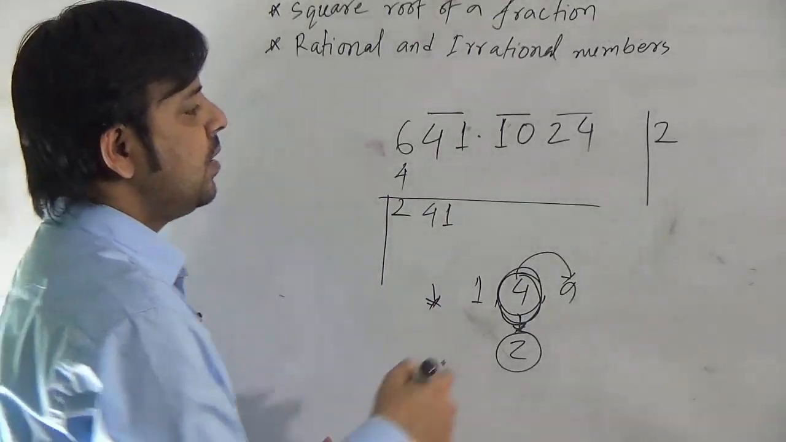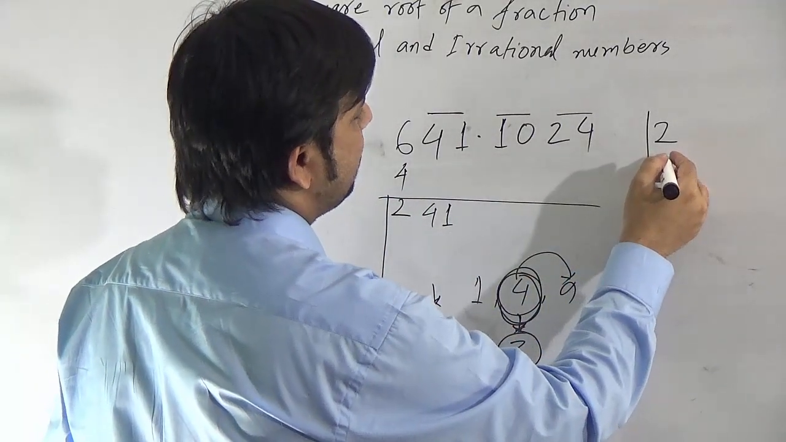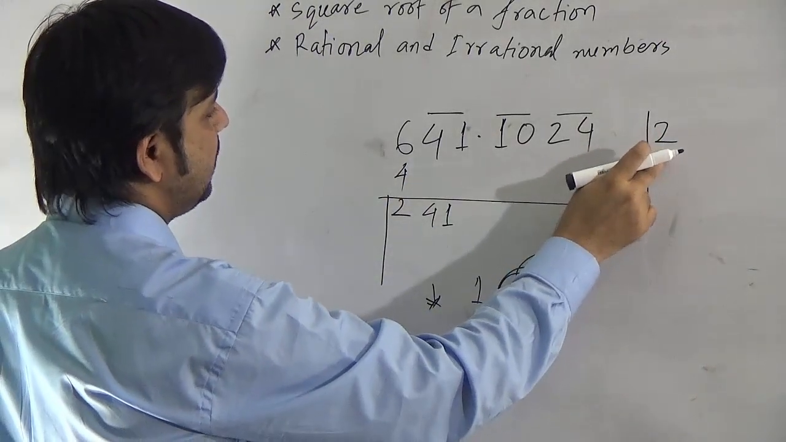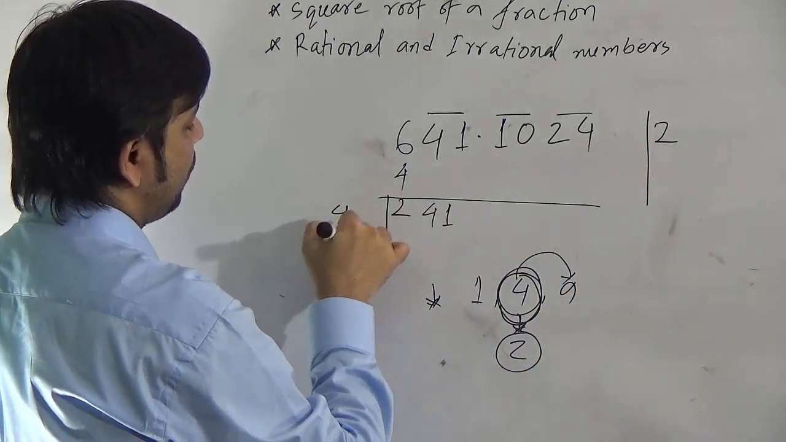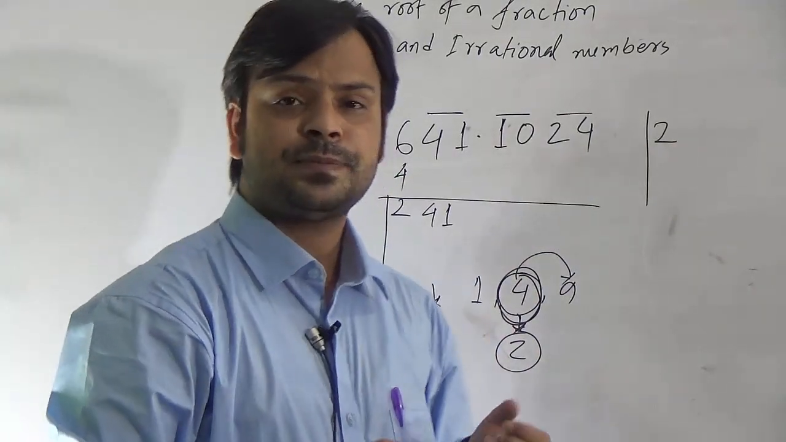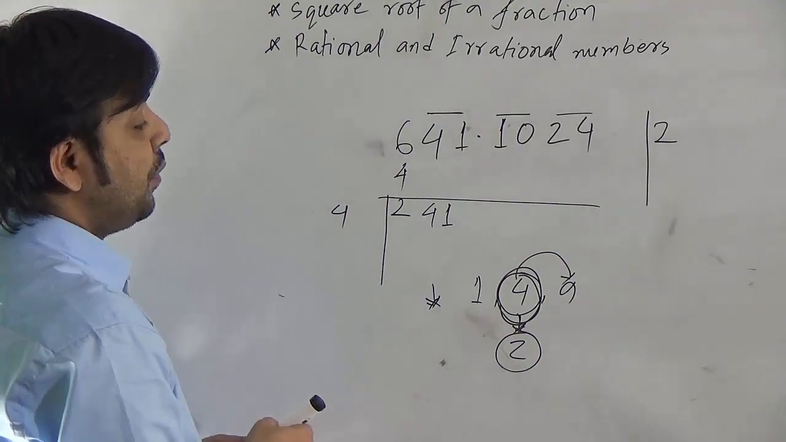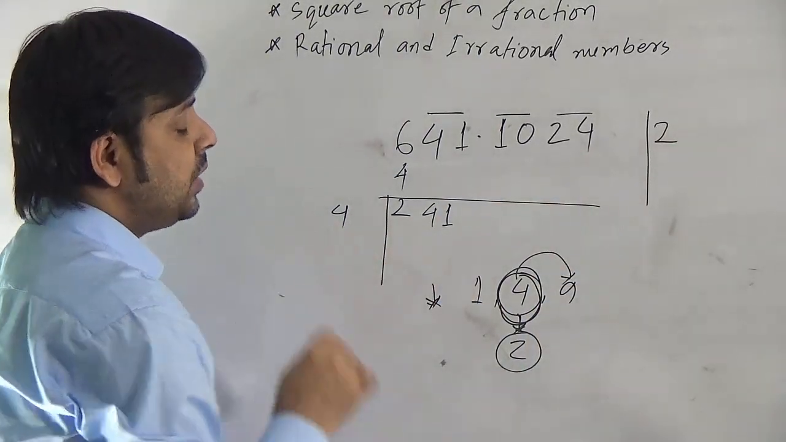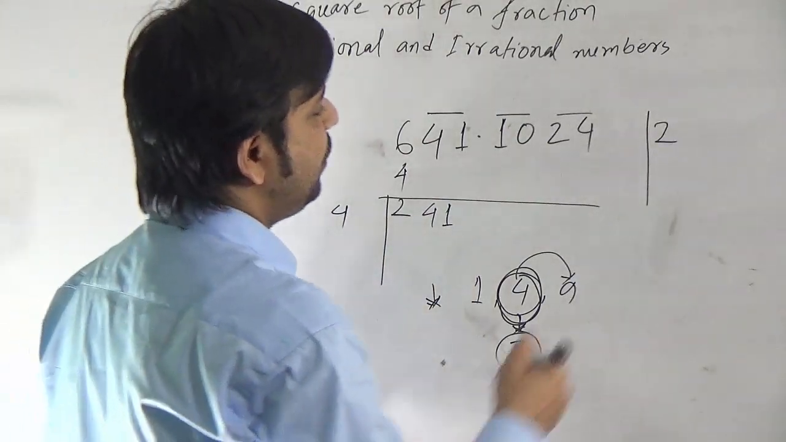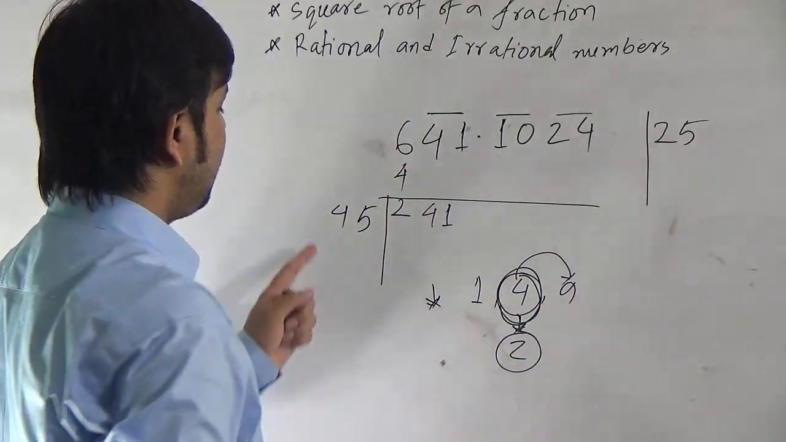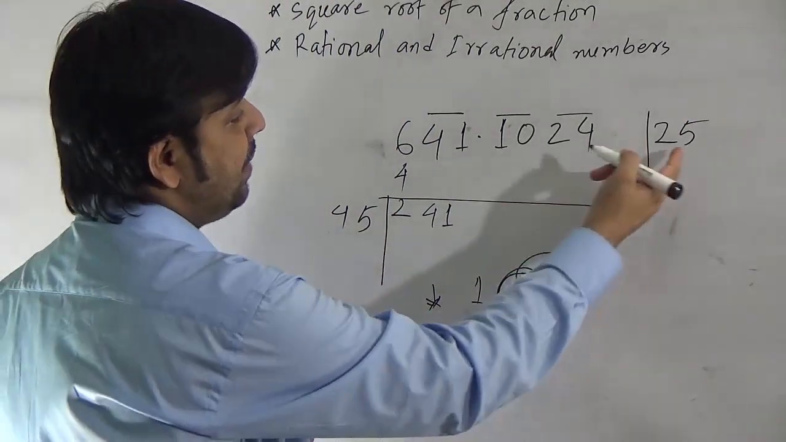To proceed, we have to take 2 times of this quotient, this answer. 2 times of this is 4. Now how many times can we take? We have to use the same digit here and here. You know the rule. Now if we take 5 times, this will be 45. Now multiply this 45 by this 5.